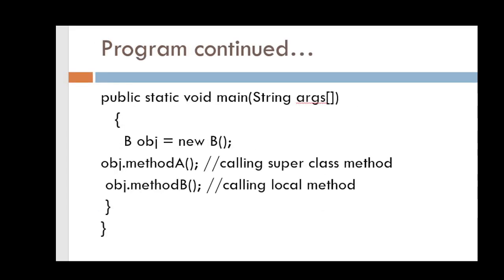Next, there's a main function, public static void main(String[] args). B is the name of the derived class. When we make the object, we always make the object of the derived class. And method A and method B are the methods which are declared in your parent and base class.